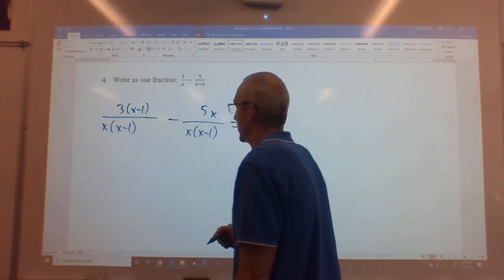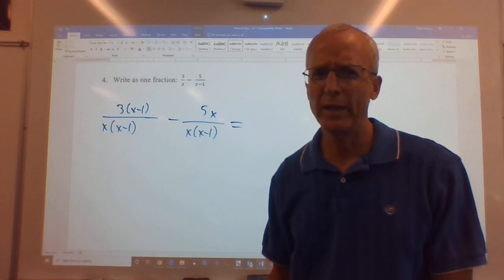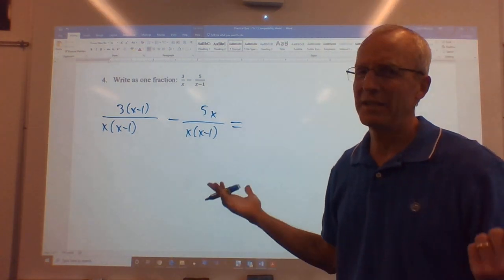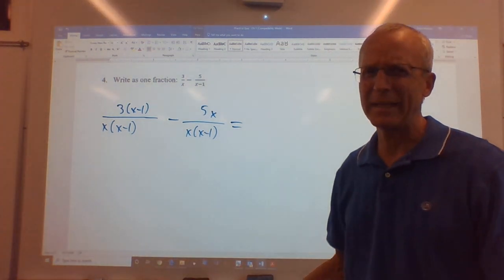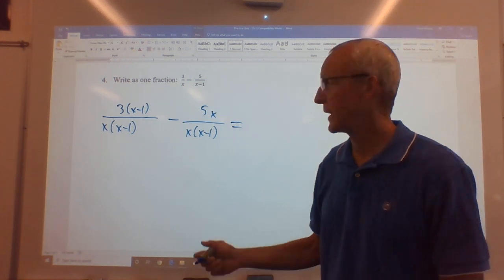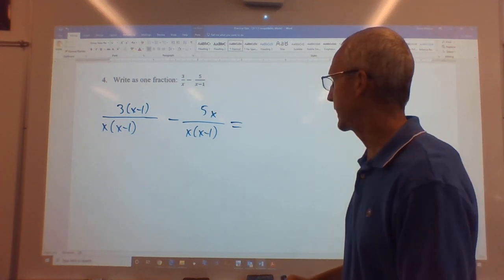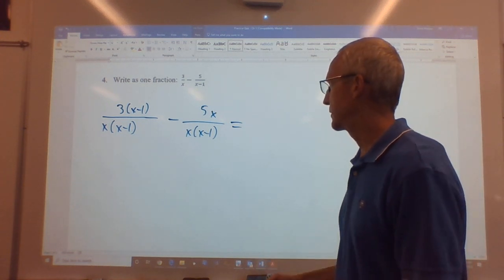Now, we can leave the bottom as x times x minus 1, or we can multiply it out. Either one is right, either one is about the same amount of writing. I'm just going to leave it, but if you multiplied it out to x squared minus x, that's fine, okay, it's completely right. There's no better way to do it.